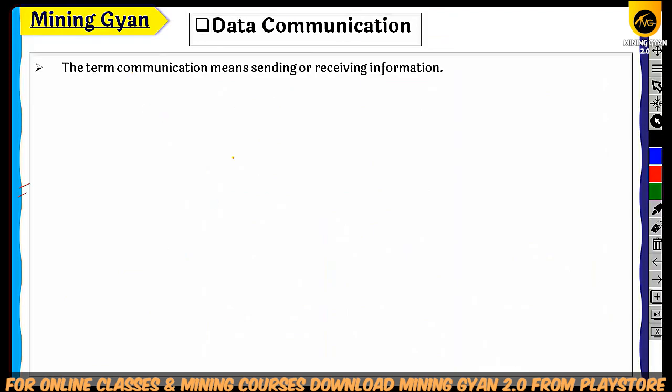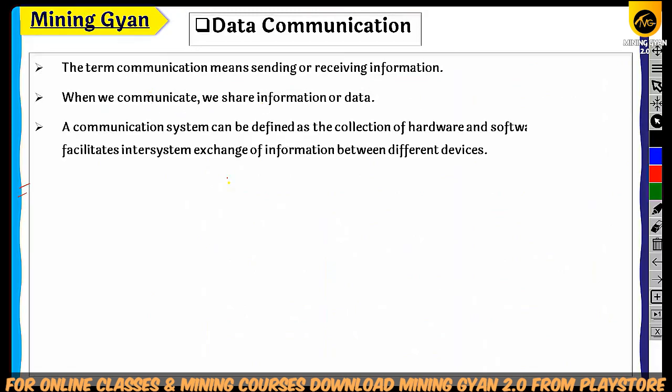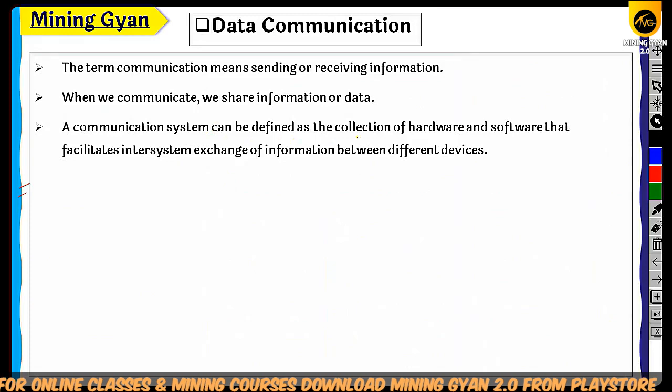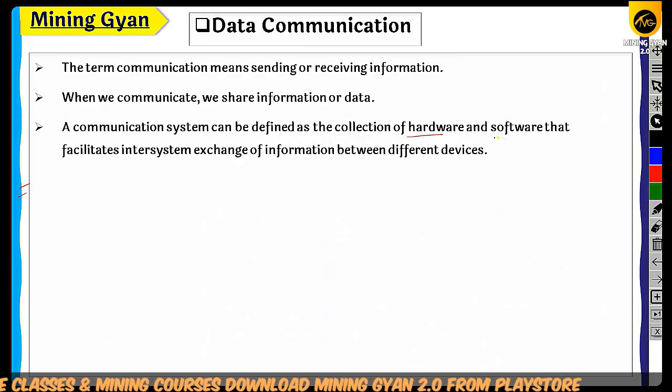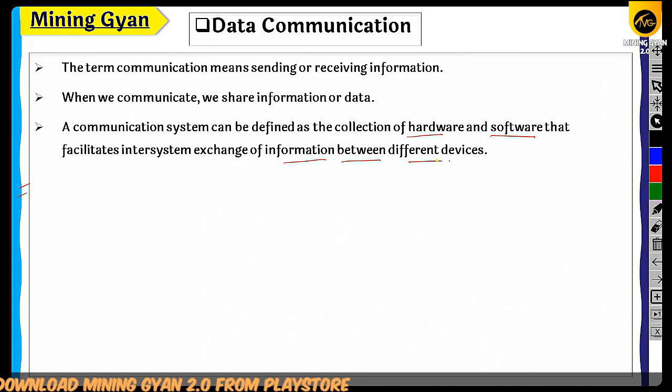The term communication means sending or receiving information. When we communicate, we share information or data. A communication system can be defined as the collection of hardware and software that facilitates inter-system exchange of information between different devices. So basically, communication means sharing information or sending data and receiving data between different types of devices. Okay.